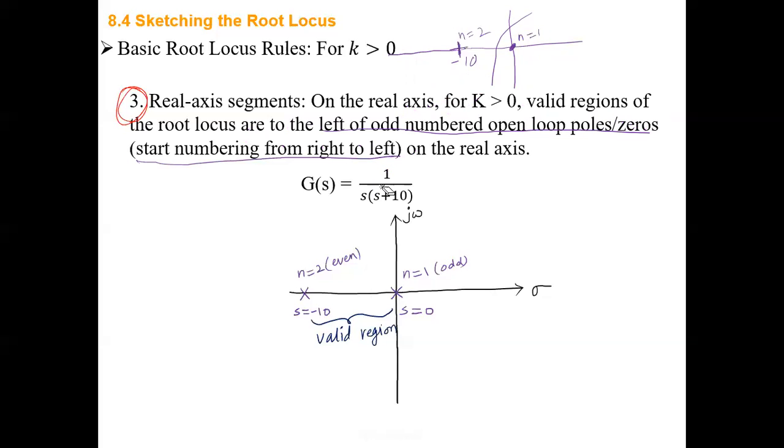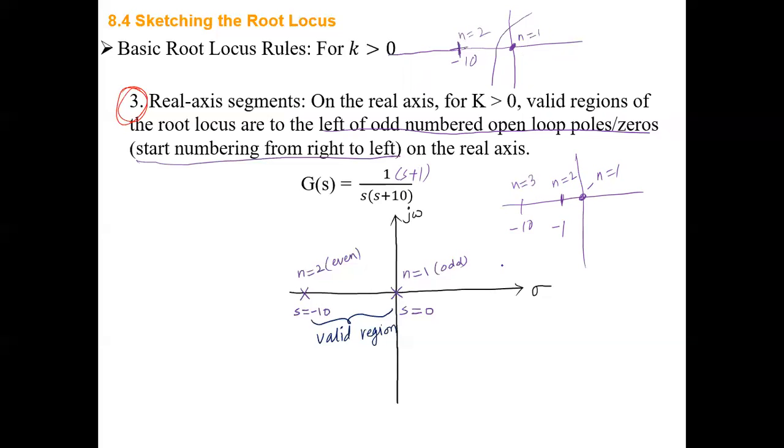Suppose you have one zero here. Let's say you have one more zero here, s plus 1 on the top. Okay, then how do you do that? In this case, what will you do? What are the poles? The poles are 0 and negative 10. And what is the zero? Negative 1. This is n equals 1. This is n equals 2. This is n equals 3.